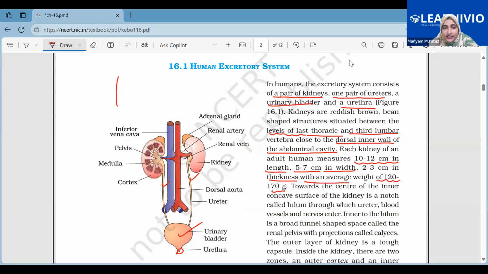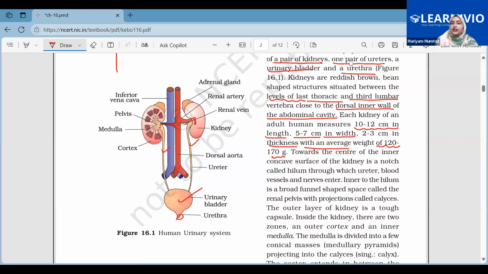Now, right in the middle, do you see this part from where the ureter comes out of the kidney? That is like a notch, an opening, and it is called the hilum. Through this hilum, the ureter, the blood vessels, and the nerves enter the kidney. For example, if this is the kidney, there will be a notch like this, called the hilum, and through here the ureter arises, and also the different blood vessels and nerves.